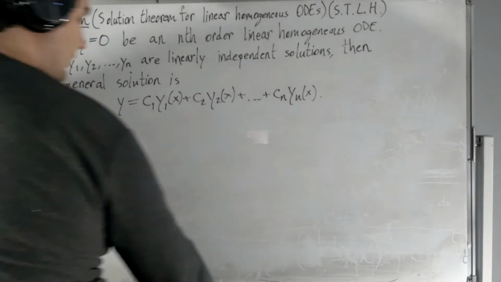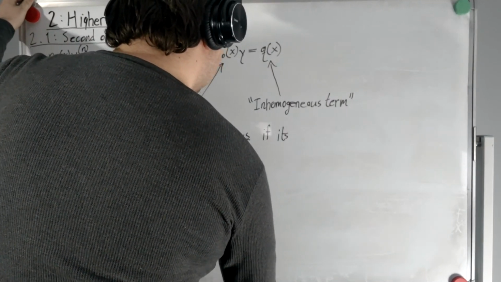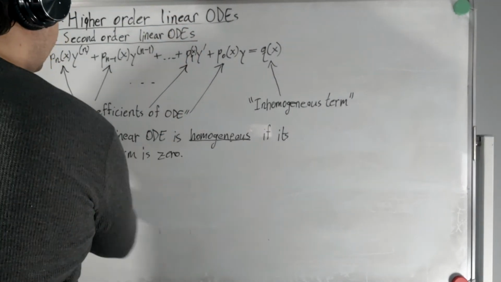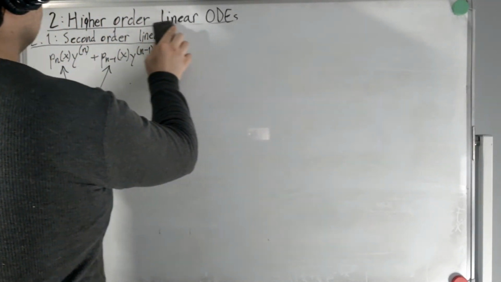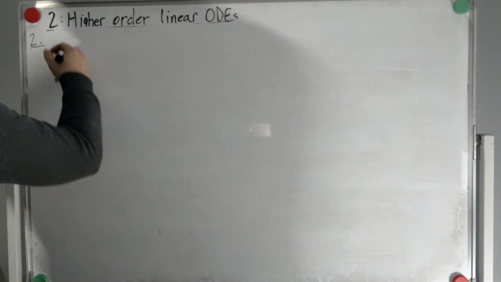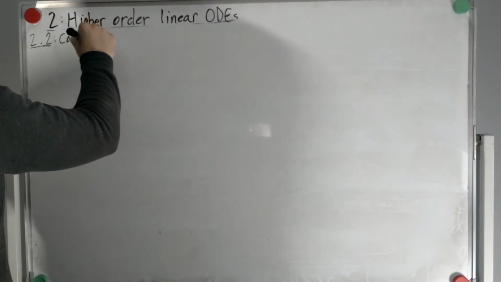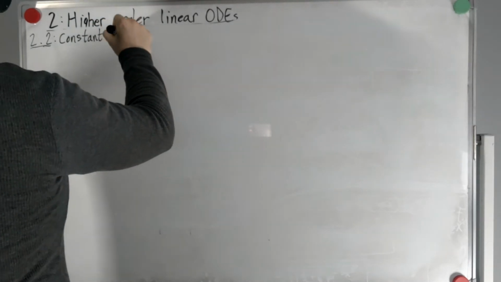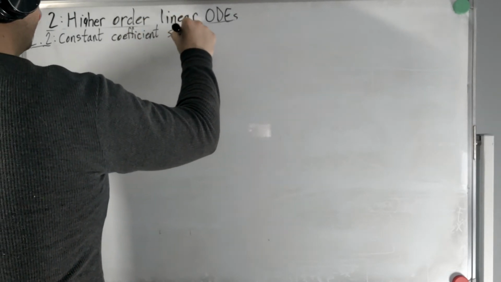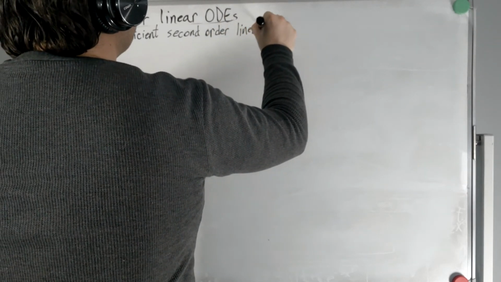Okay. So that's pretty much all that's important for 2.1. Let's move on to actually solving these things. So 2.2, constant coefficient second order linear ODEs.